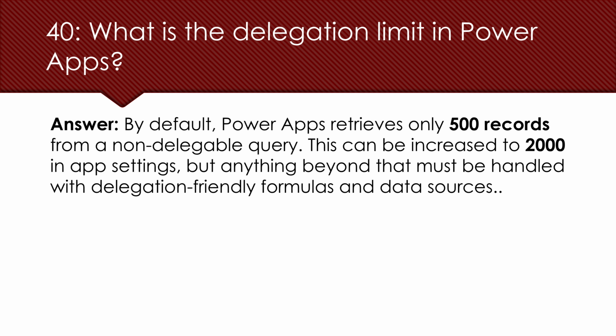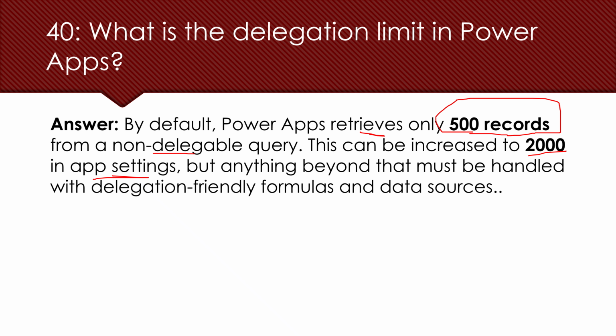By default, Power Apps retrieves only 500 records from a non-delegable query. That is important. So you can work with 500 records at a time without delegation, and that can be increased to 2000 in app settings. When you go into the app settings, you can make it 2000. By default, it is 500 records, but you can increase it up to 2000 records.